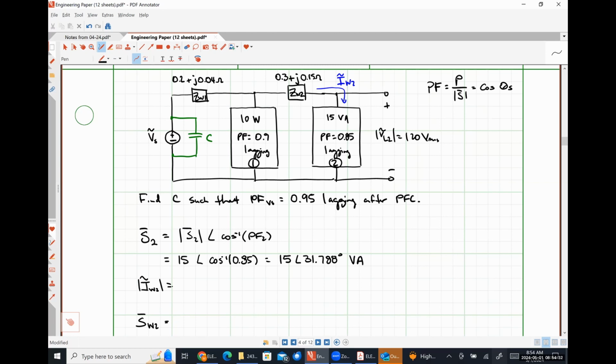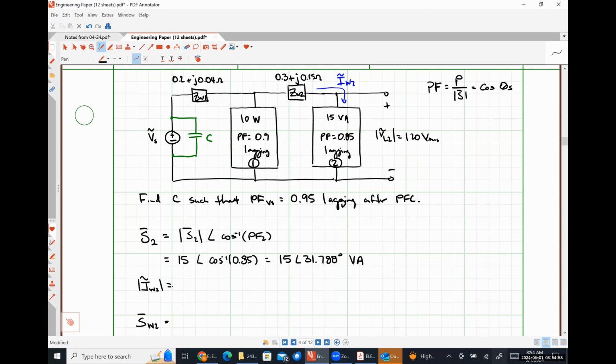Elaborate, please. Apparent power divided by... apparent power divided by VL2. Okay.